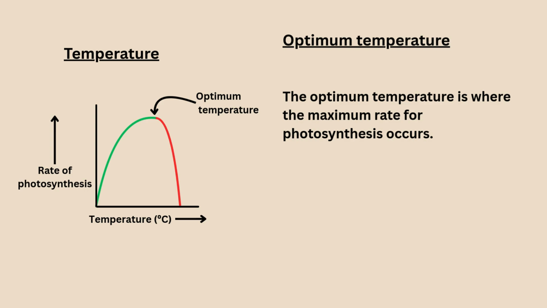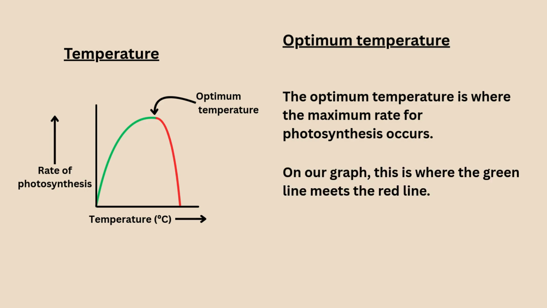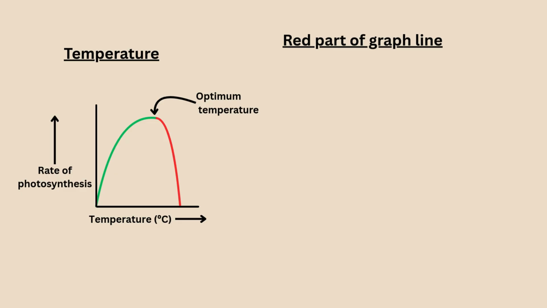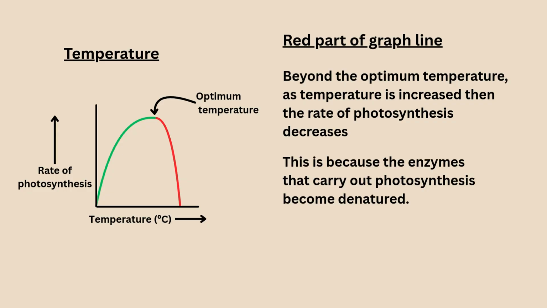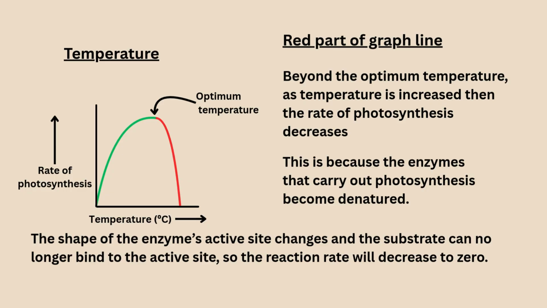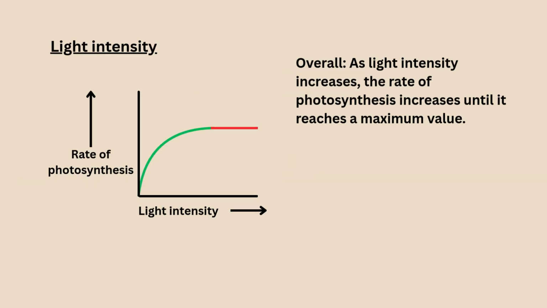The optimum temperature is where the maximum rate of photosynthesis occurs. On our graph, this is where the green line meets the red line. For the red part of the graph line, beyond the optimum temperature, as the temperature is increased, the rate of photosynthesis will decrease. This is because the enzymes that carry out photosynthesis become denatured, and the shape of the enzyme's active site changes and the substrate can no longer bind to the active site, so the reaction rate will decrease to zero.